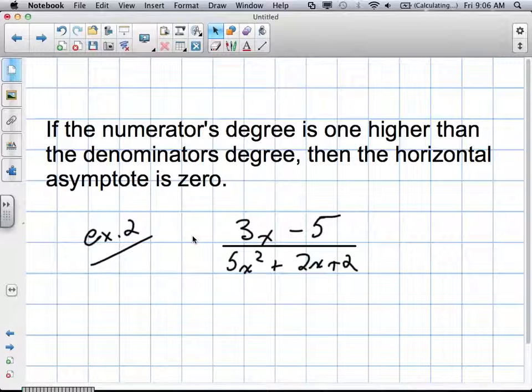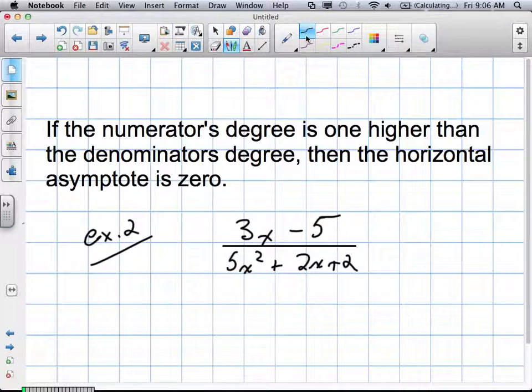What did I say? Oh, I wrote it wrong in the definition. The example is correct. Okay.